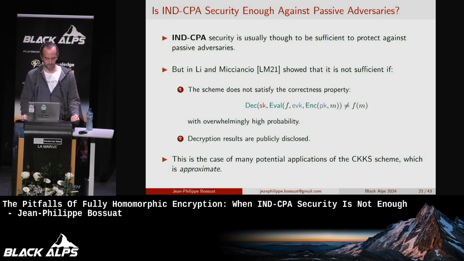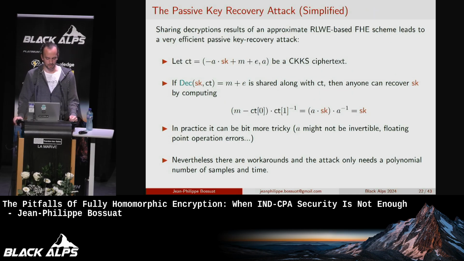So how does the attack work? Well, it's very simple. Let's say you have a CKKS ciphertext that encrypts a message. If an adversary gets the decryption, which is the message plus the error, and knows the ciphertext, then he can recover the secret key by solving a linear equation. In practice, it can be a bit more tricky because the ring is not always invertible, and you can have some floating point error in the encoding and decoding algorithm. But for all these issues there are workarounds, and the attack works in polynomial time.